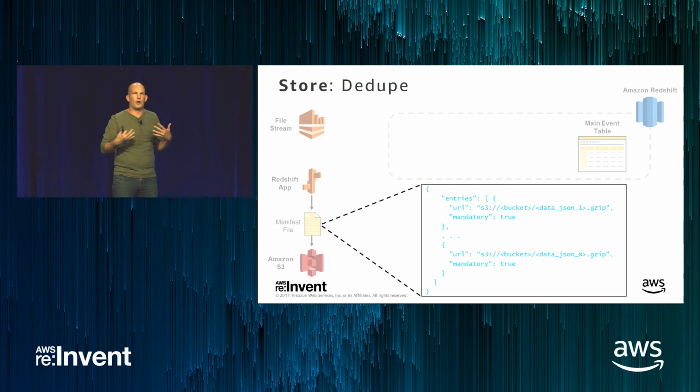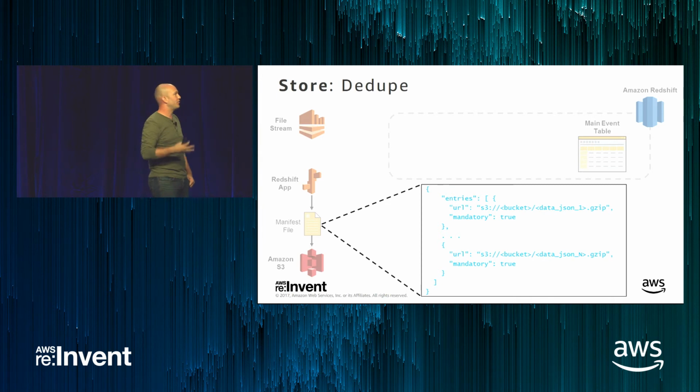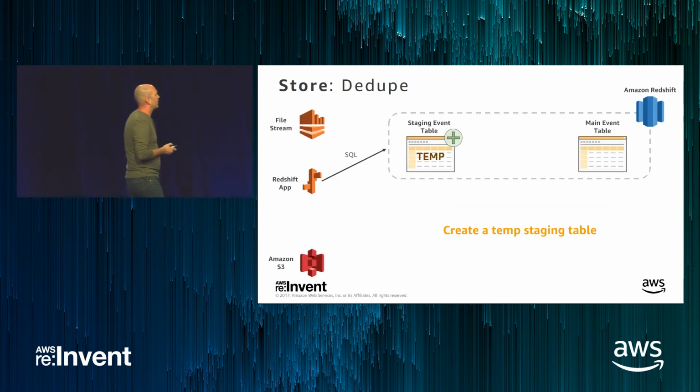I didn't mention up front, but a lot of this section is going to sound like a laundry list of the Redshift best practices. If you're ever going to work with Redshift, I highly recommend you look up their best practices docs. It is a super useful thing. So from there, we've got this manifest file in S3. Now we need somewhere to put all this data. So what we're going to do is create a temporary staging table in Redshift.